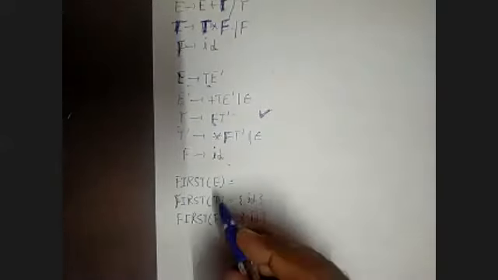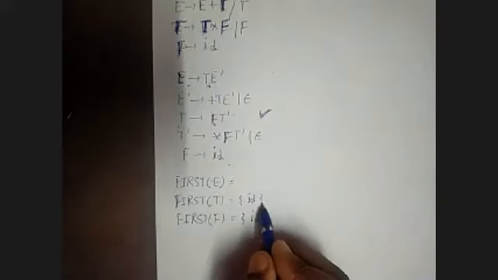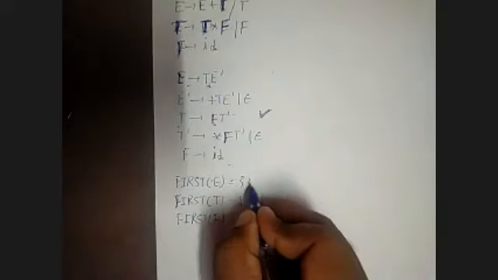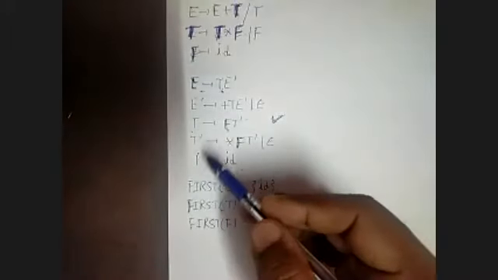Now move to the previous step, first of E. First of E is first of T, and first of T does not contain any epsilon part, so it is ID. This process is complete. Now E is complete, T is complete, F is complete. The remaining parts are E dash and T dash.